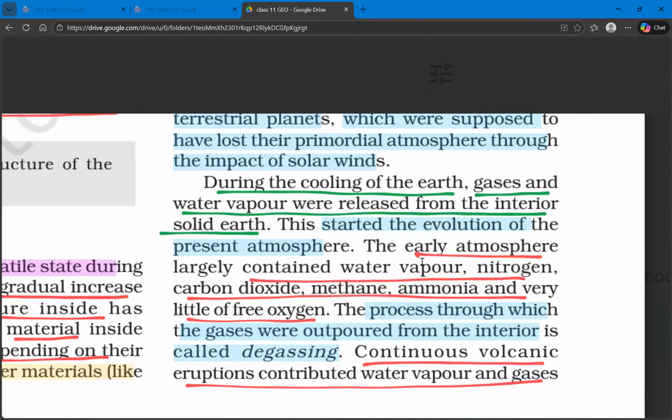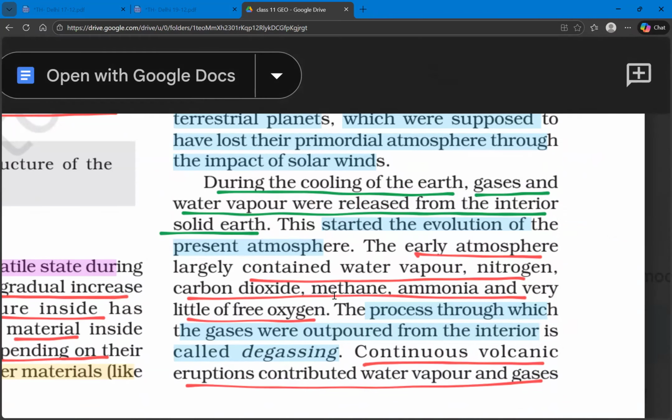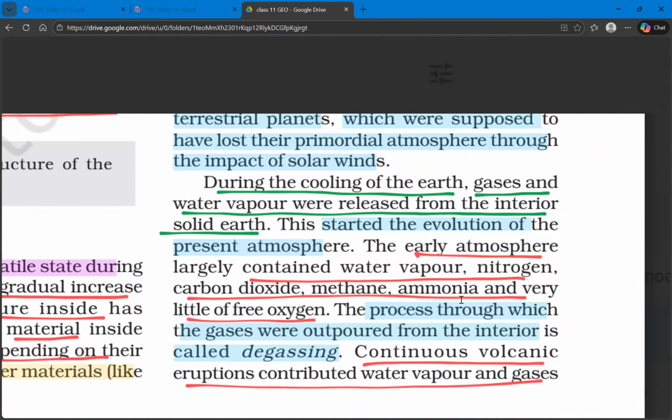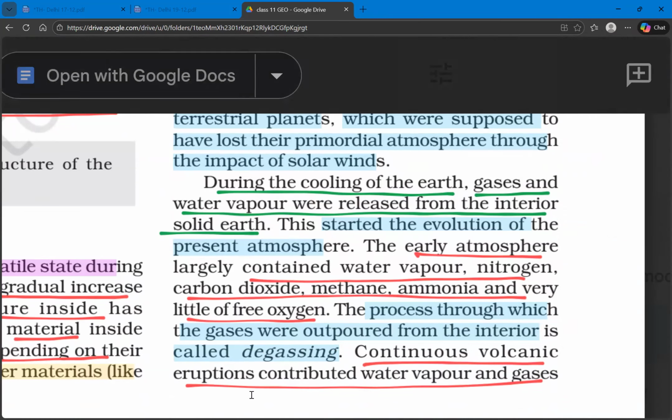The early atmosphere largely contained water vapor, nitrogen, carbon dioxide, methane, ammonia, and very little free oxygen. The process through which the gases were outpoured from the interior is called degassing. So how did the gases from the interior of the Earth reach the atmosphere? It is by the process called degassing. Continuous volcanic eruptions contributed water vapor and gases to the atmosphere.